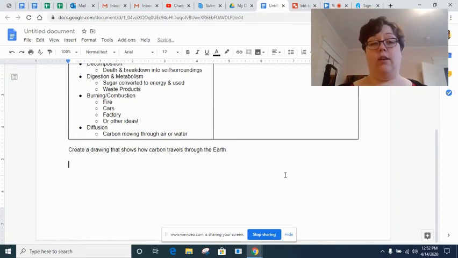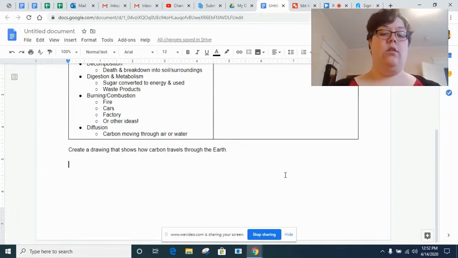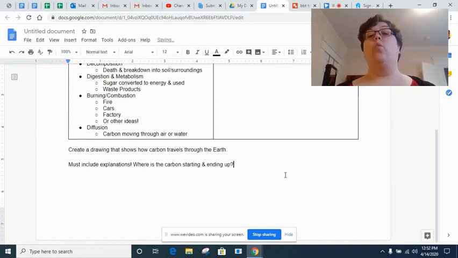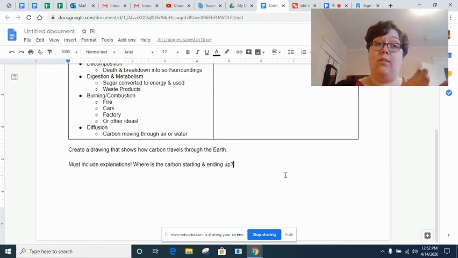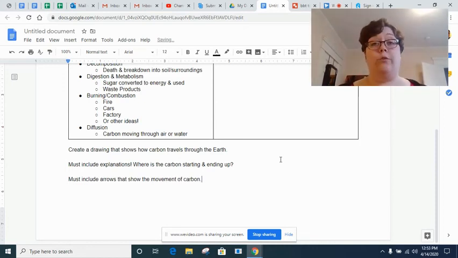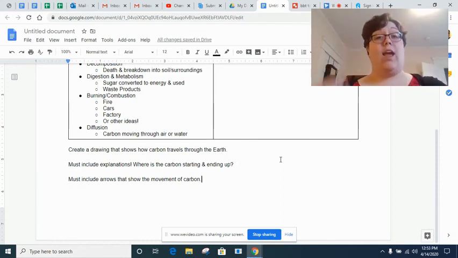So you're going to create a drawing, and you must include explanations. Where is the carbon starting in this process, and where's it ending up? You must include arrows that show the movement of carbon from one process to the next process.